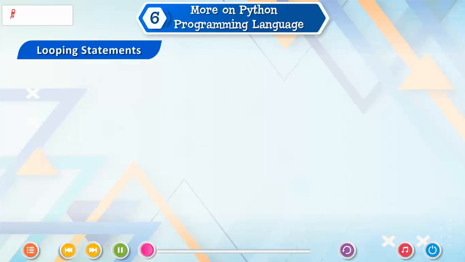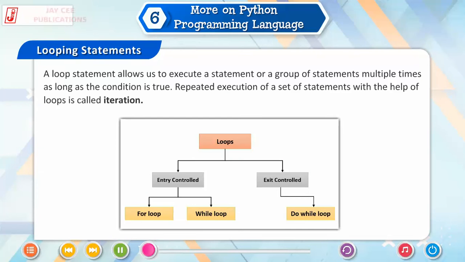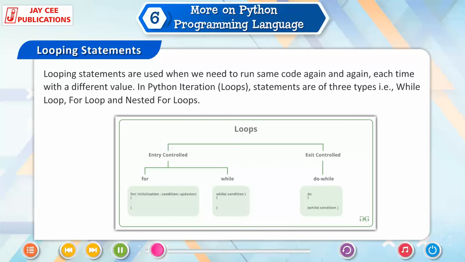Looping statements. A loop statement allows us to execute a statement or a group of statements multiple times as long as the condition is true. Repeated execution of a set of statements with the help of loops is called iteration. Looping statements are used when we need to run the same code again and again, each time with a different value. In Python, iteration loop statements are of three types, that is, while loop, for loop, and nested for loops.